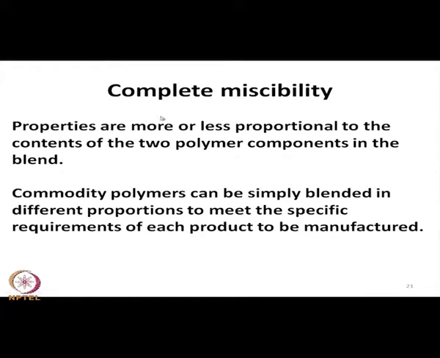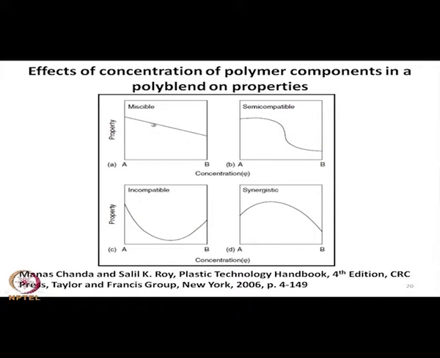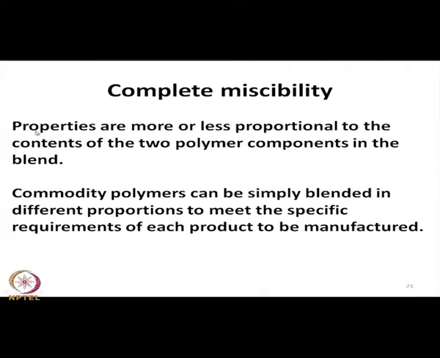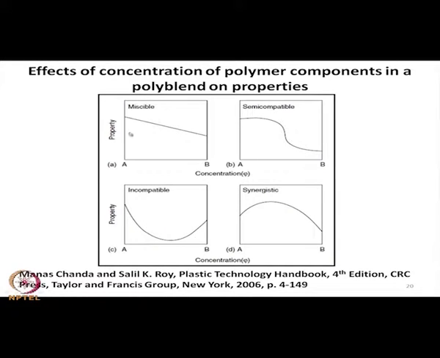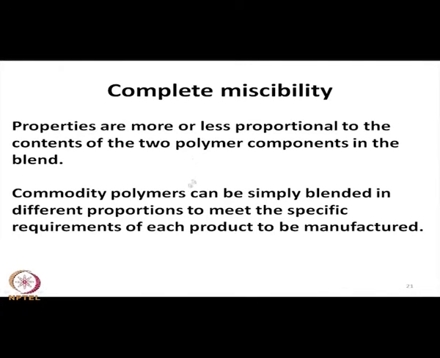In case of complete miscibility, properties are more or less proportional to the contents of the 2 polymer components in the blend. Here you see these properties are proportional to the properties of the components in the blend. This kind of feature is found in case of commodity polymers, which are blended in different proportions to meet the specific requirements of each product to be manufactured.